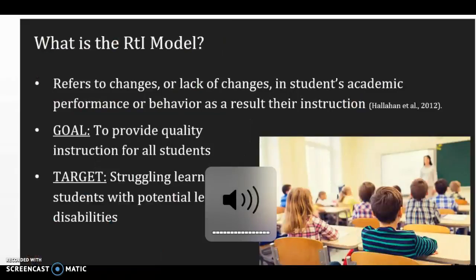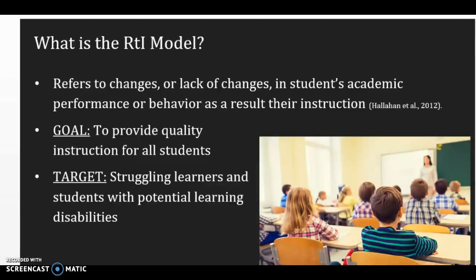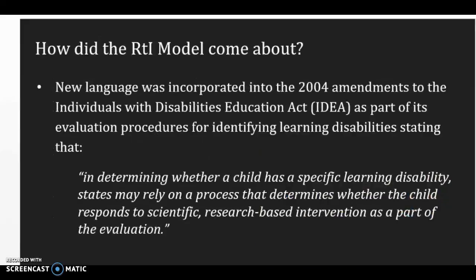The RTI model looks at a student's academic achievement or their behavior as a result of their instruction, and how the student's performance changes or doesn't change as a result of this instruction or interventions that take place. The goal of this model is to provide quality instruction for all students, the target being struggling learners and students with potential learning disabilities.